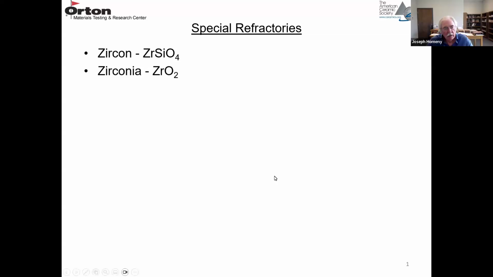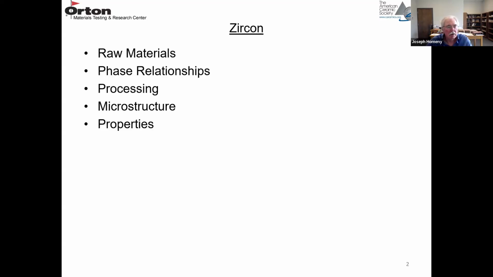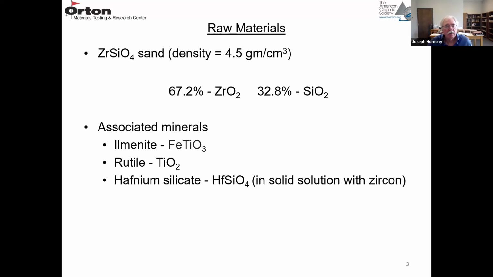Good morning. Today I have zircon and zirconia. They're special refractories. They have limited use, but they have some very good properties, and they're also, especially zirconia, more expensive. So we'll do zircon first, and we'll go over the raw materials, look at the phase diagrams, how this material is made, what the final microstructure looks like, and a couple properties.